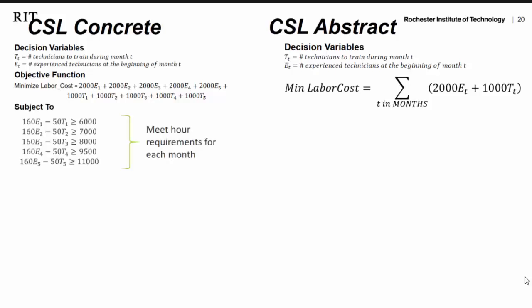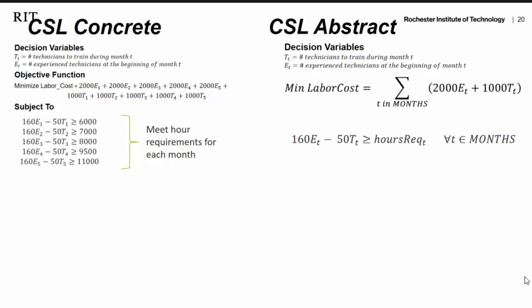And then our first set of constraints in our concrete model, we could rewrite those using a pattern. So in this first set of constraints, we see that every single constraint looks pretty much the same, except we're changing the subscripts. And then we also see that we have these parameter values on the right-hand side, these required hours for each month. Those numbers are different. So in our abstract version, we're going to replace each of those required hours with a parameter. And we're going to call it hours required sub t.